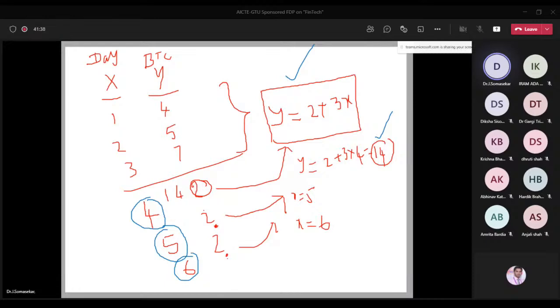By using that we can make a model. This is nothing but the model, and by using this model we can go for forecasting or prediction. So what does it mean, forecasting or prediction? At day 4 what is the Bitcoin price? At day 5 what is the weather forecast? At day 6 what is the weather forecast? Like that, it depends on the application, but the concept is the same. You can go for any application.